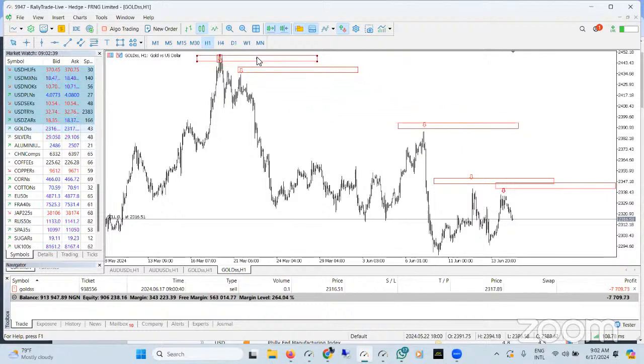The fifth one, that area. So those are the areas of structure on this screen. Those are areas of structure, which means that I can put my stop loss on any of them.